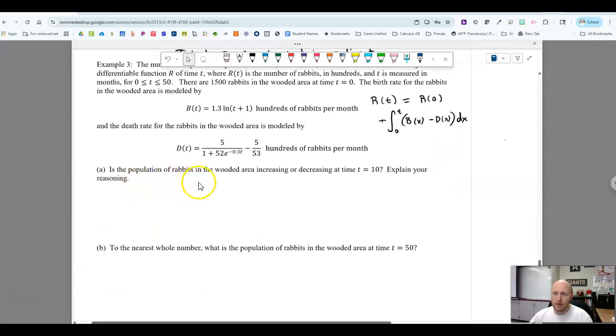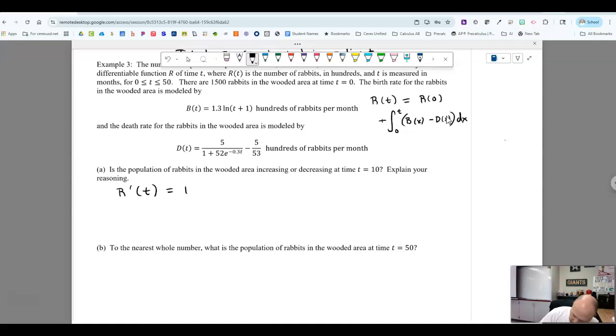A: is the population of rabbits in the wooded area, that's r of t, here's the rabbits, increasing or decreasing at time t equals 10? Well, what I need to know is how the population is changing. So that is a derivative, so r prime. The derivative of r of 0, which is 1,500, goes away. And then I have the derivative of an integral. Well, that cancels, and so I just drop in my function.